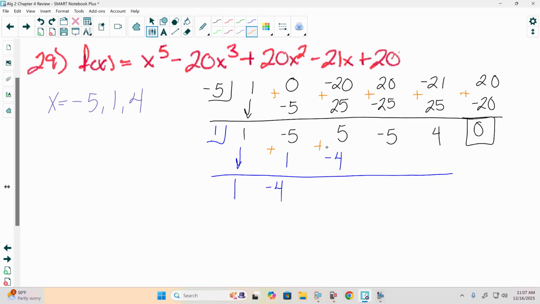Now at this point, we're going to add 5 plus negative 4, which is 1. 1 inside the cubby times the 1 below the line is 1. Negative 5 plus 1 is negative 4. And 1 times negative 4 is negative 4. And 4 plus negative 4 is 0.